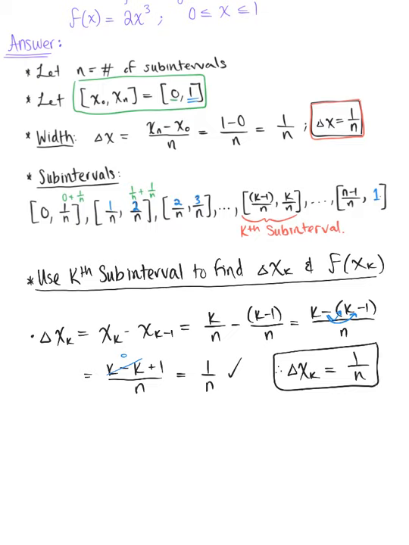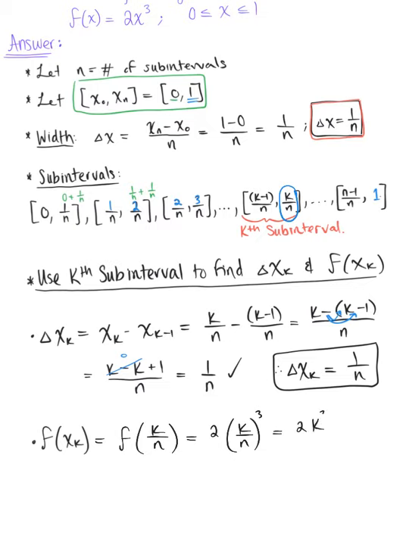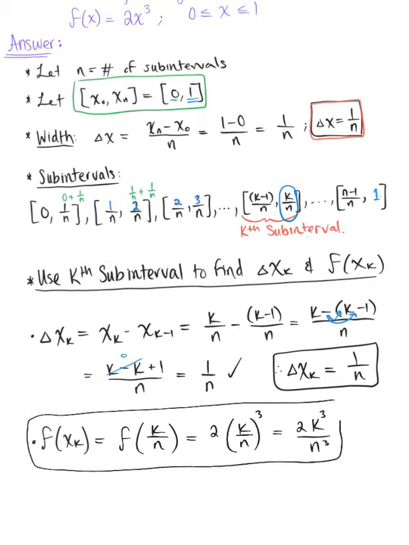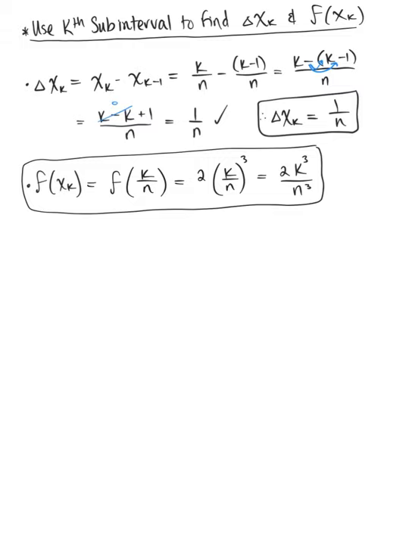And now let's go ahead and find the height. So f of x sub k, and let's keep in mind here that x sub k is k over n. So we're evaluating our function at k divided by n. So this is going to be 2 multiplied by k divided by n, cubed, which is 2 times k cubed, all divided by n cubed. So we have the width and we have the height, and we're ready now to find the formula for the Riemann sum.